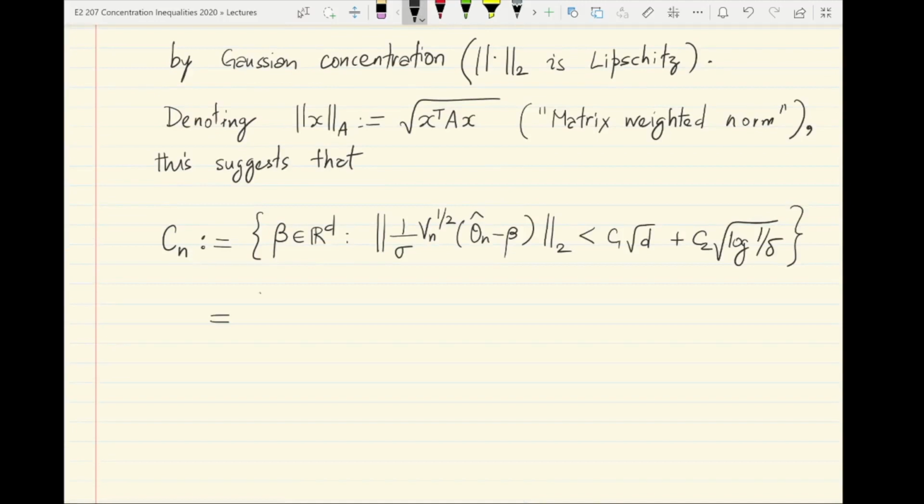Notice that this can equivalently be written by rescaling as the set of all betas such that theta hat n minus beta, the L2 norm of Vn raised to half times theta hat n minus beta, which is by definition the Vn matrix weighted norm of theta hat n minus beta, is less than C1, so you can multiply throughout by sigma.